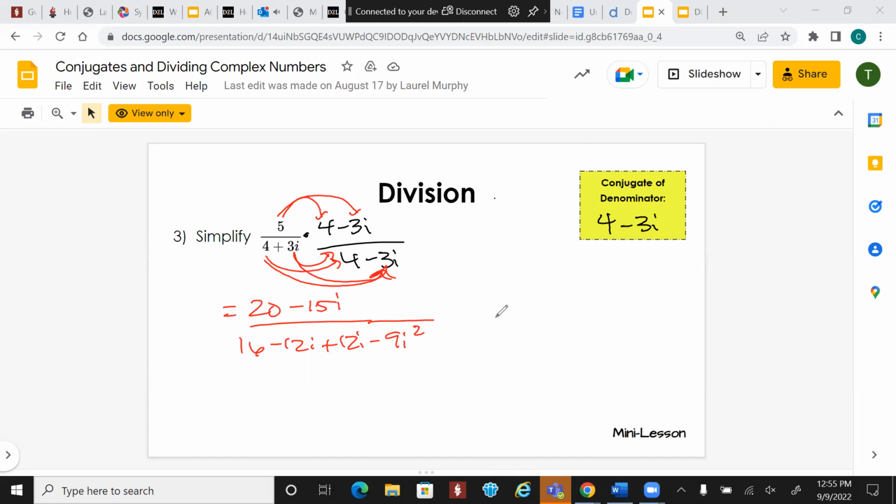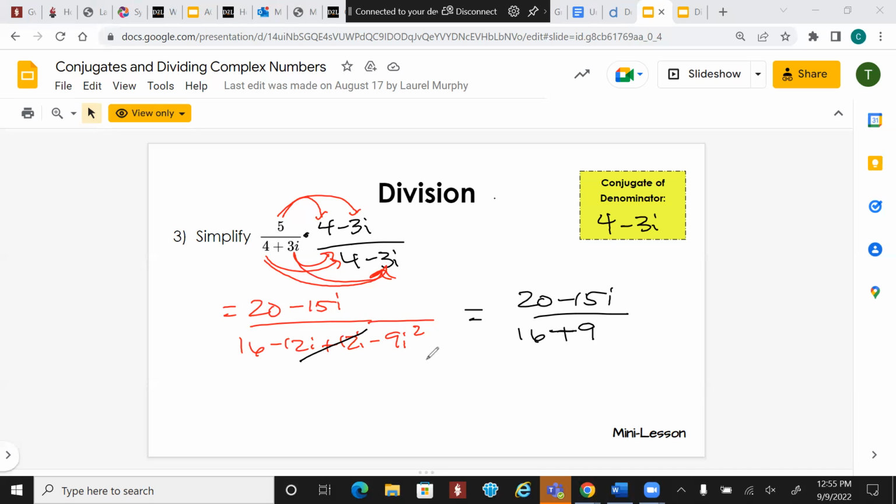We're going to simplify this. The top is going to stay the same. In the bottom, I'm going to get 16, and that negative 12i plus 12i is going to cancel. I'm left with negative 9i squared. But we know that i squared changes to be positive right here in the bottom.